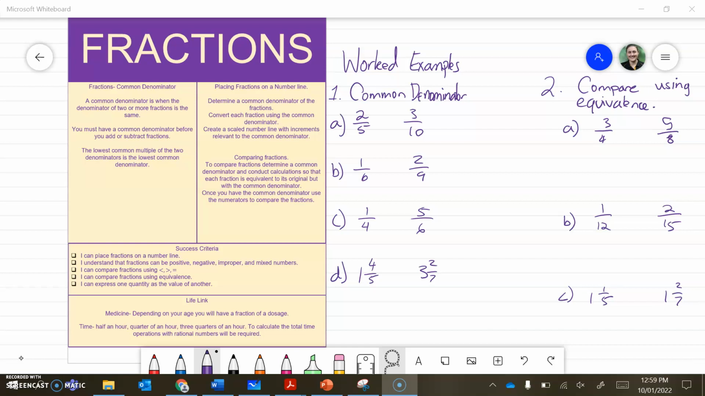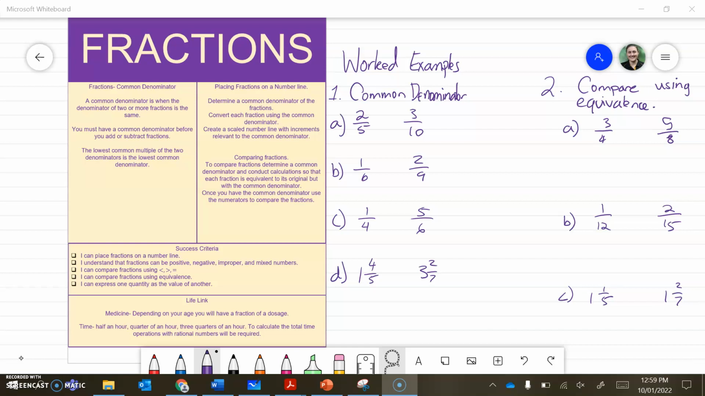So our success criteria: I can place fractions on a number line, I understand that fractions can be positive, negative, improper and mixed numbers, I can compare fractions using less than, greater than, or equals to, I can compare fractions using equivalence, and I can express one quantity as the value of another.